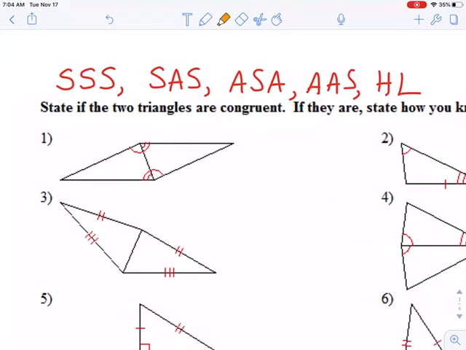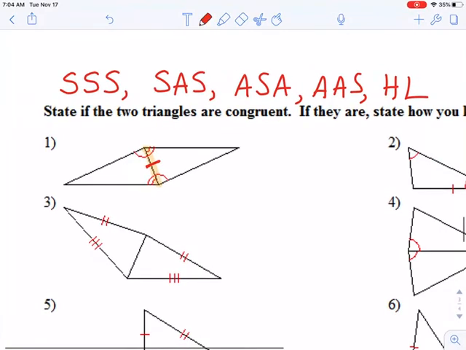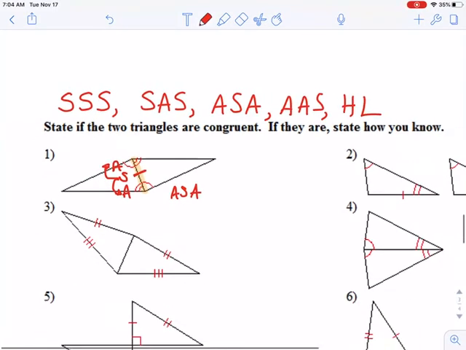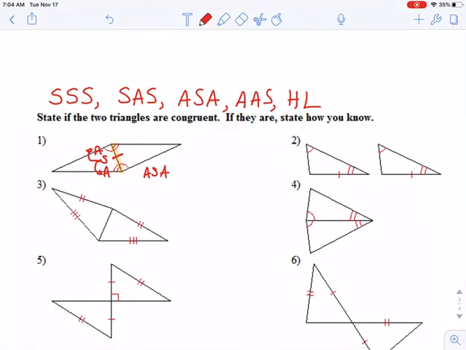So again, stuff we just got to be good at: identifying the shared side, reflexive. We have an angle, we have a side, we have another angle. This side is between both angles, so the S is between both A's. So this one is angle, side, angle. All right, over here, we have an angle, we have an angle, we have a side. This side only touches one of the A's, so it's non-included, so the answer is angle, angle, side.